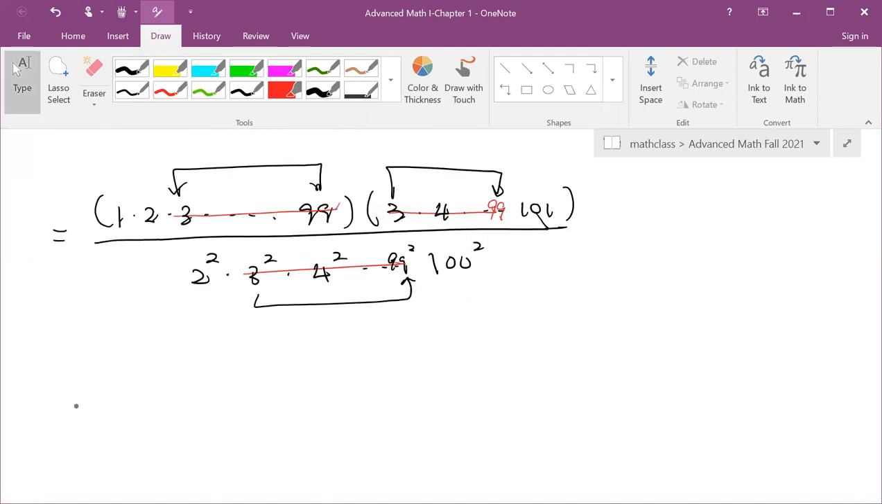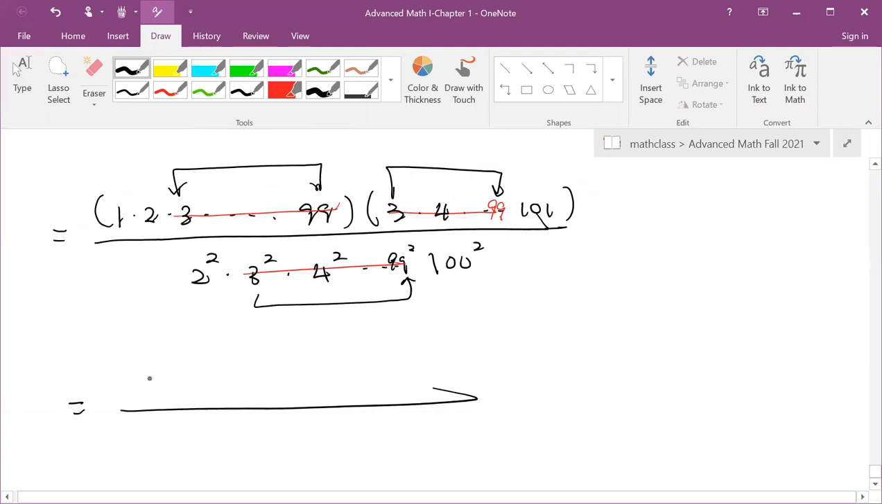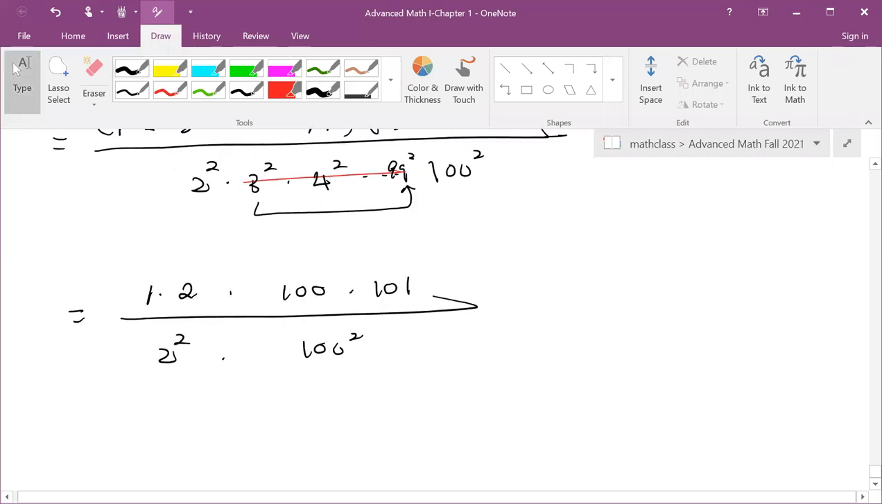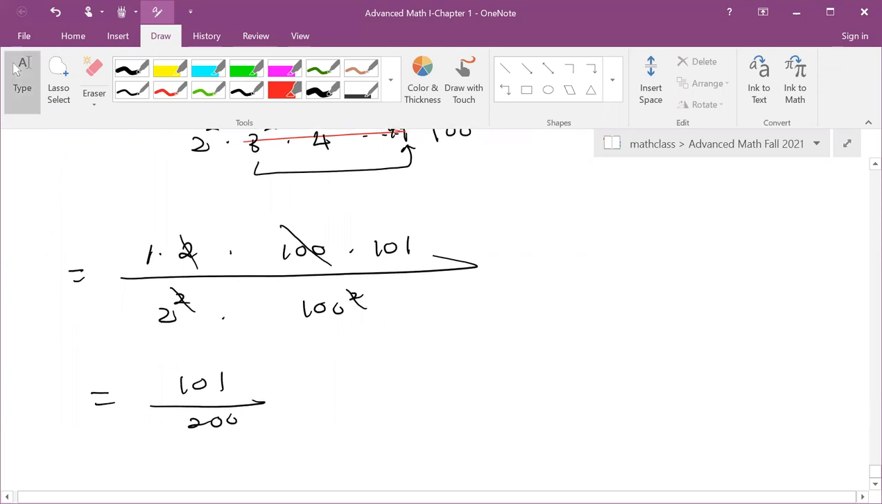What is left in the numerator is 1 times 2. And here's 100 times 101. And here's 2 square times 100 square. So I can still do some cancellation. So I get 101 divided by 200. Okay, so that is the answer.